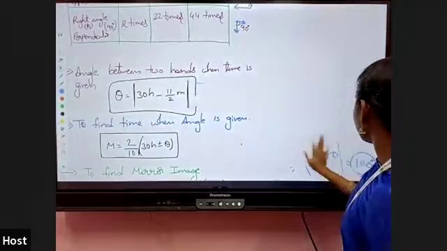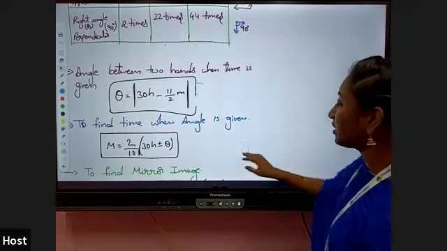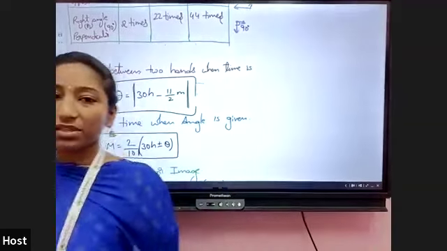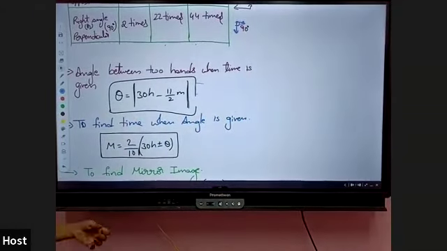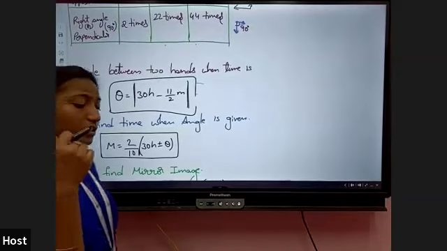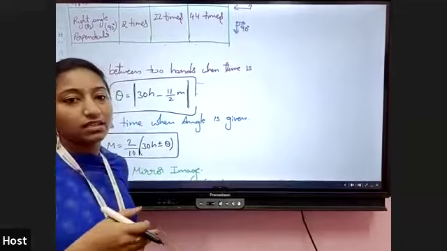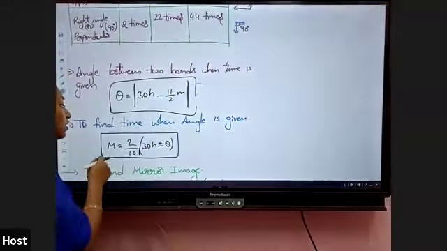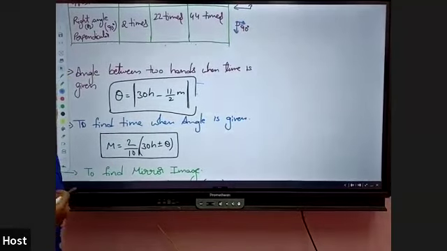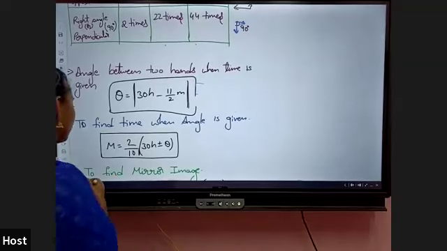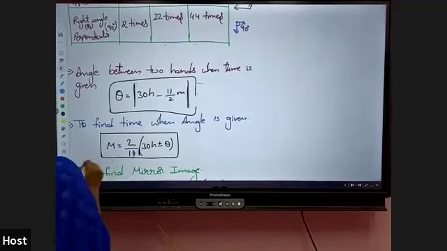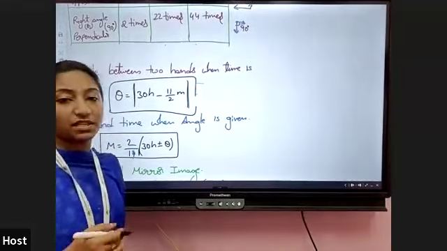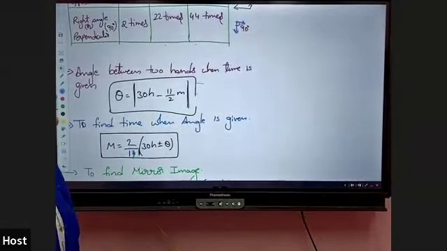So this is the formula to find the angle between the two hands of the clock when time is given: theta equal to mod 30h minus 11 by 2 m. Next, to find the time when angle is given. They will give some angle, 0 degrees or 90 degrees or 180 degrees, and we should find the time. The formula is M equal to 2 by 11, 30H plus or minus theta.